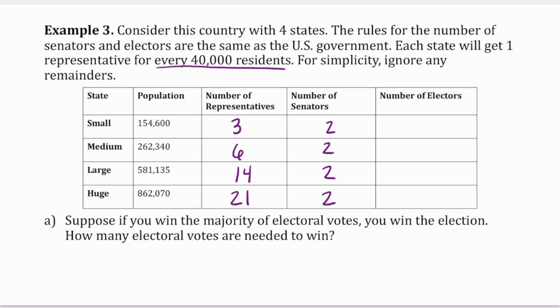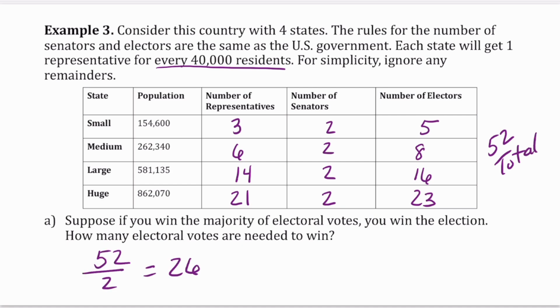Now that we know how many representatives there will be and how many senators there will be, we can determine the number of electors by finding the sum of the representatives and the senators. So small state has 5 electors, medium has 8, large state will have 16, and huge will have 23. Now that we have this table filled in, we'll see that there are 52 total votes. 50% of that would be 26, and we want more than 50%, so we'll add 1 to that number, giving us 27 votes needed to win the election.